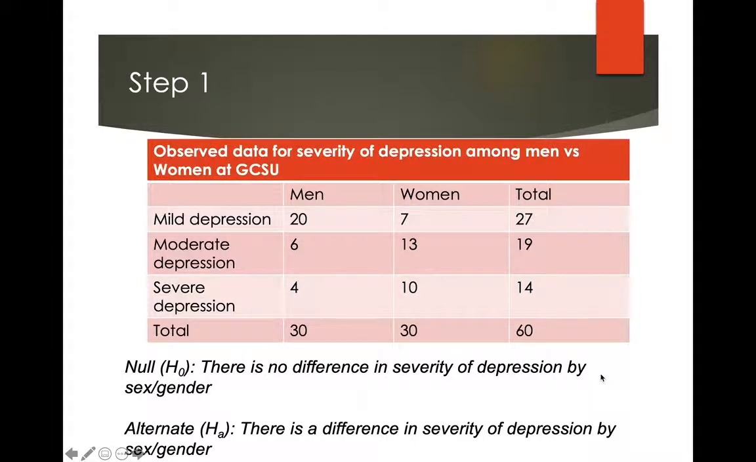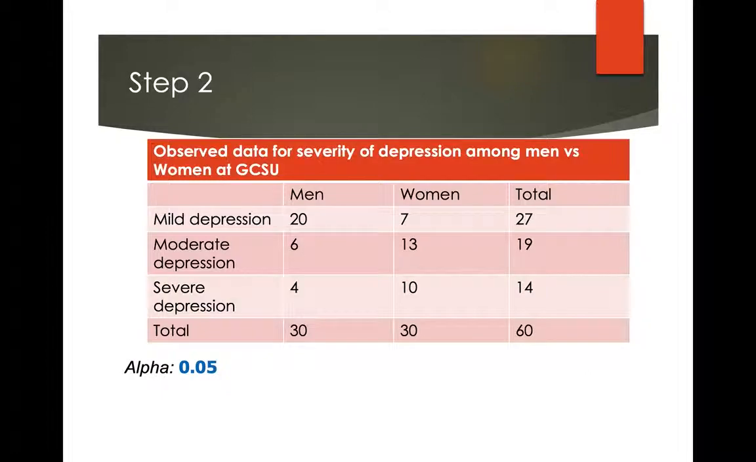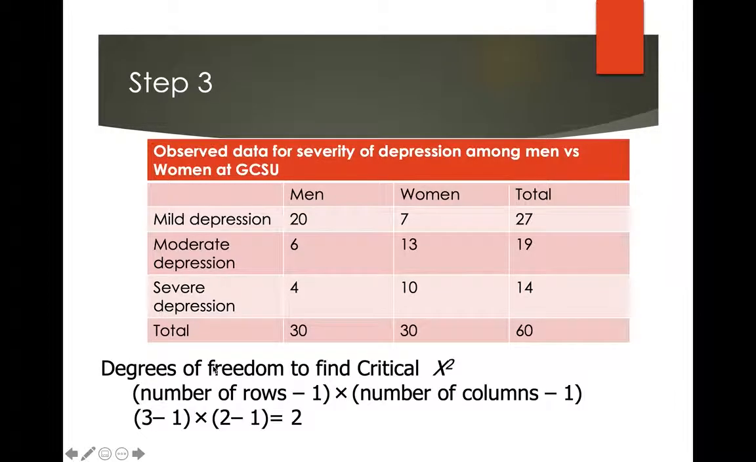Step 1 of my 7-step principle is to define my hypotheses. My null hypothesis: there is no difference in the severity of depression by sex. My alternative hypothesis is that there is a difference in the severity of depression by sex. Step 2, I've defined my alpha, and my alpha I've defined at 0.05, which is the usual.